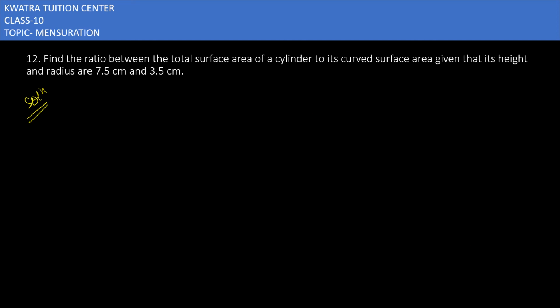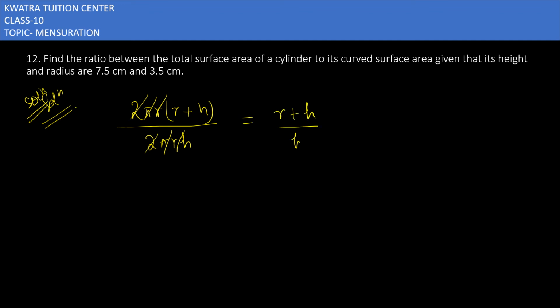Let's start with question number 12. It says find the ratio between the total surface area of a cylinder to its curved surface area given that its height and radius are 7.5 centimeter and 3.5 centimeter respectively. So ratio of what? Total surface area of cylinder, it is 2 pi r times r plus h, and to its curved surface area. Curved surface area is 2 pi rh. So you can cancel 2 with 2, pi with pi, r with r, and you are left with r plus h over h. So substitute the value of r and h, you will get the answer.